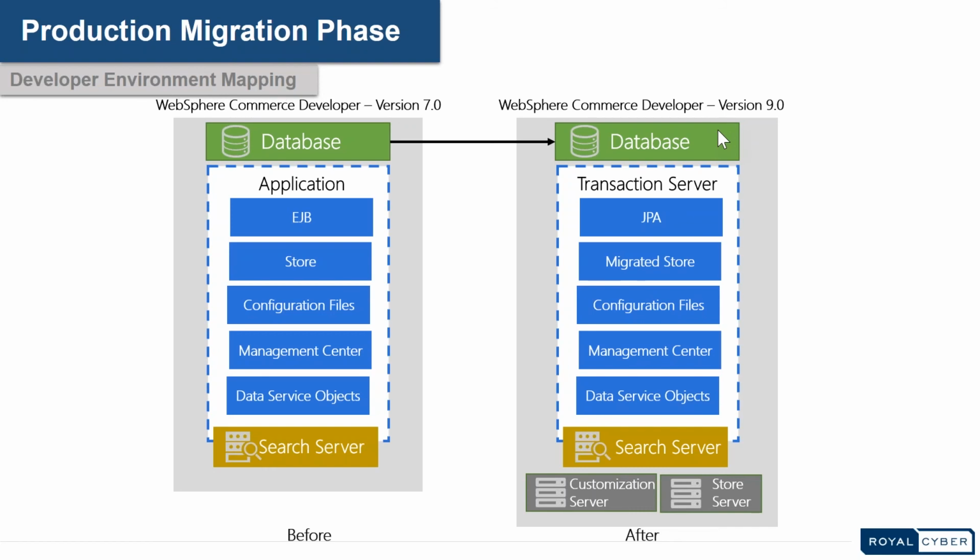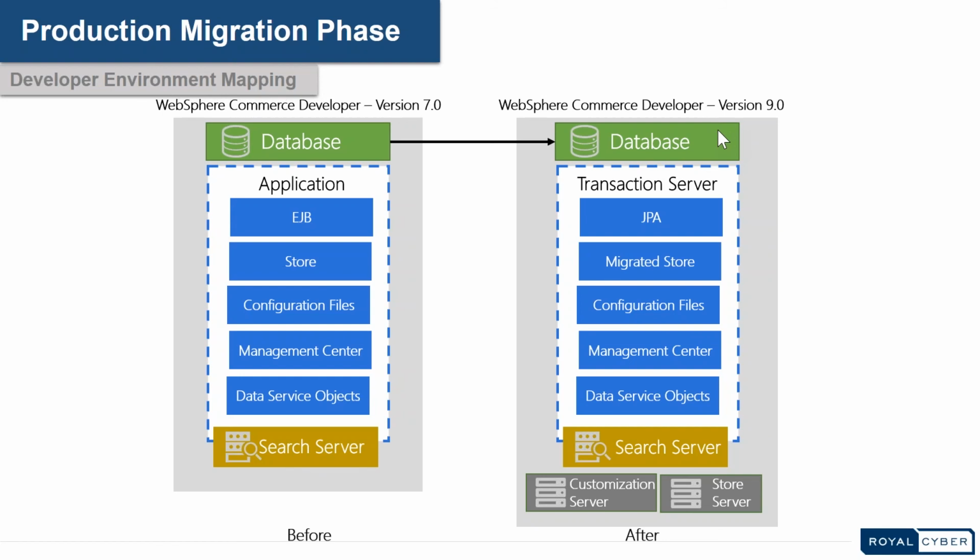And at this stage, if I have to do a quick apples-to-apples comparison, I have on my left-hand side the developer toolkit for version 7, and on the right side for version 9. So the database pretty much looks the same, with the exception that we have to make sure to upgrade it to at least version 11.1.2.2 for DB2. And for the rest of the architecture, on the left side, as you can see, we have a single application container which contains your EJB, stores, configuration files, management center, DSOs, and search server.